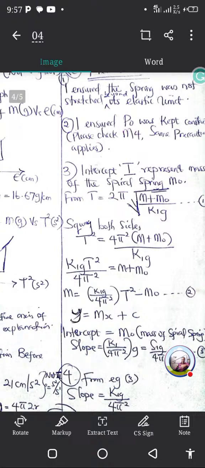M and m naught are not the same. M naught, we will get that. Then m is the normal mass that was given to you. So if we make m subject of the formula, we are going to get this. First we square both sides, then we cross multiply, or multiply through by k1g, and then divide through by 4 pi square, and then we have this.